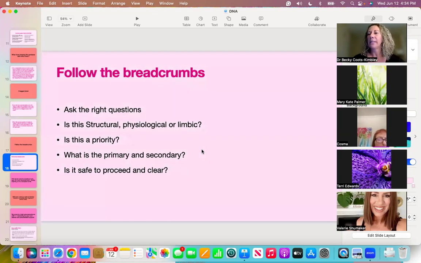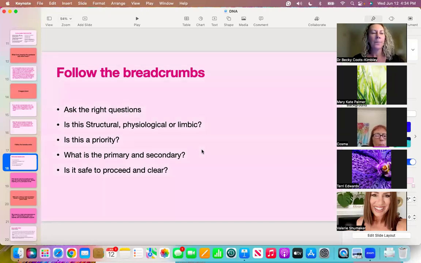So with the DNA template, which again, I can't teach because we're not teaching DNA today, we are following the breadcrumbs because we are asking the correct questions. Is this structure? Is this physiological? Is this limbic or emotional? Where do I start? Which one is it? Let's just figure out one of those three first. Then we want to make sure we are working with something that is a priority.